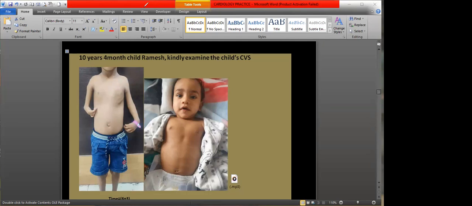So try to summarize your case as soon as possible with the positive findings, and if an important negative finding is there, then sum up with the important negative finding only. In this way you will get more chance to discuss with the examiner in the management part. Got my point?